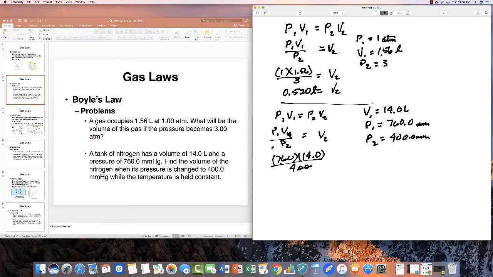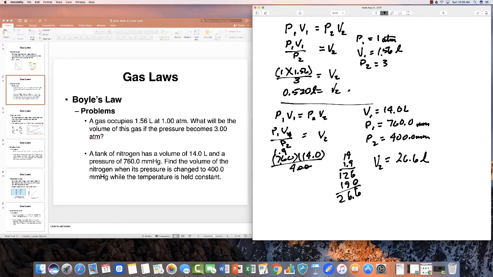I'm just trying to figure out an easy way to do this. If we divide this into that, we get 1.9, so it's going to be 14 times 1.9. It's going to be 12,014. So the new V2, again to three significant figures, is going to be 26.6 liters. Now there's a way you can check both of these problems, and I'm going to tell you about that right now.